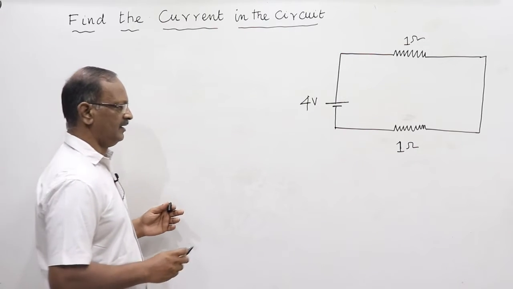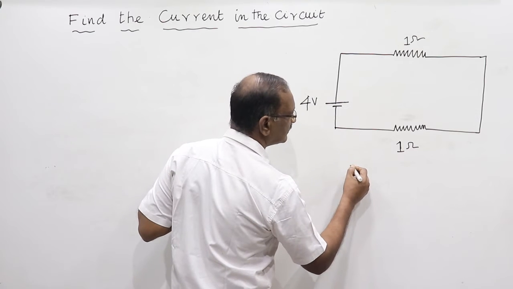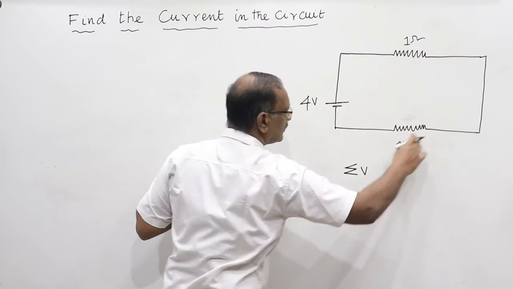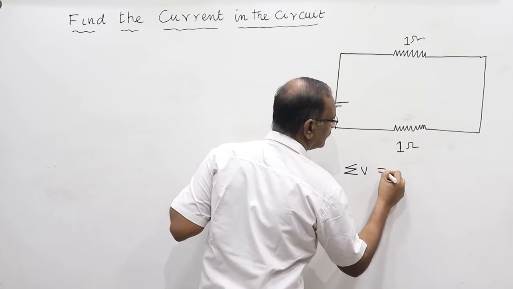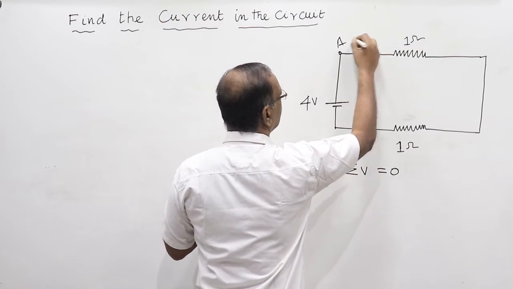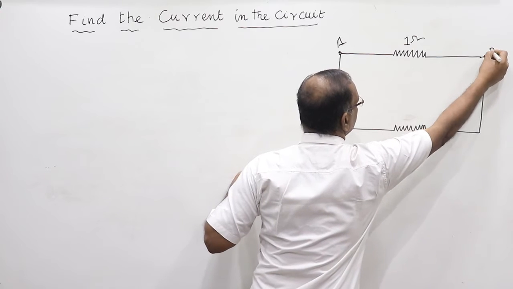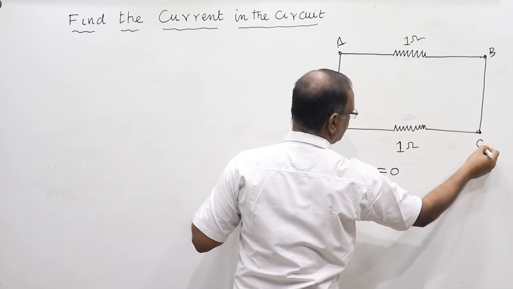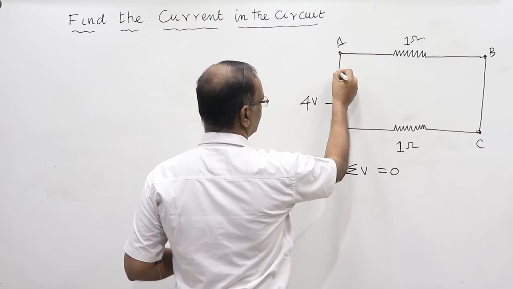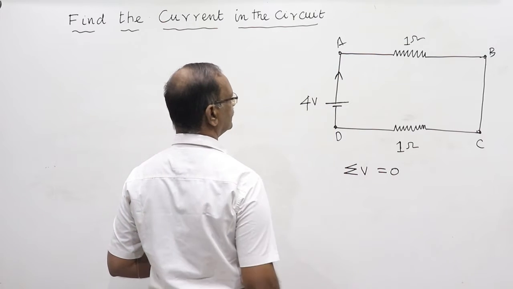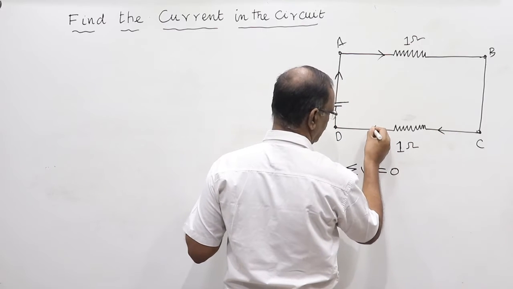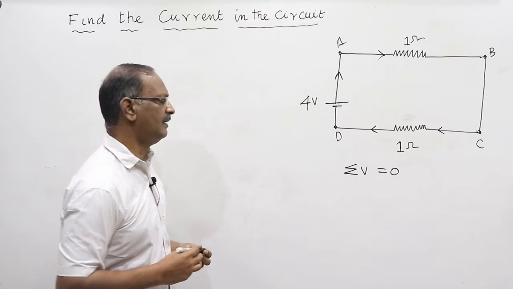See, in Kirchhoff law we have seen the algebraic sum of voltage across any closed loop is equal to 0. Now let us form a closed loop here. This is A, this is B, this is C, and this is D, and again A. Let us assume the current in this direction. It means current will flow in this direction and back.